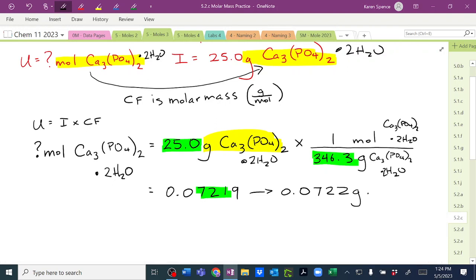Oh, I've done something wrong. What have I done wrong? See if you can find it. Yeah, my unit is wrong. I canceled my grams, and what did I find? Moles. So that should be moles there.